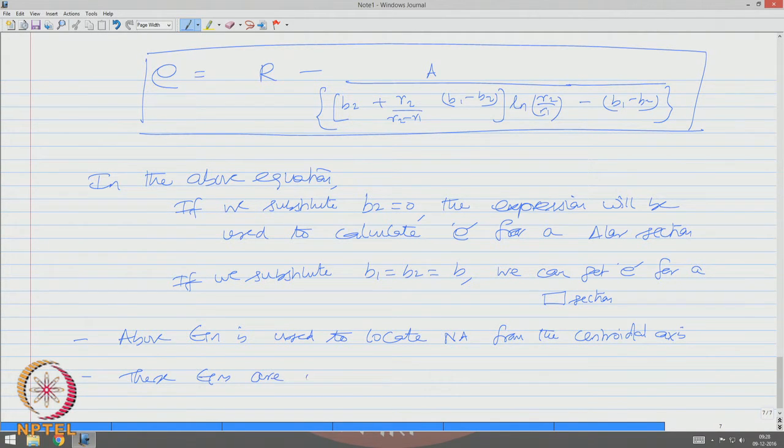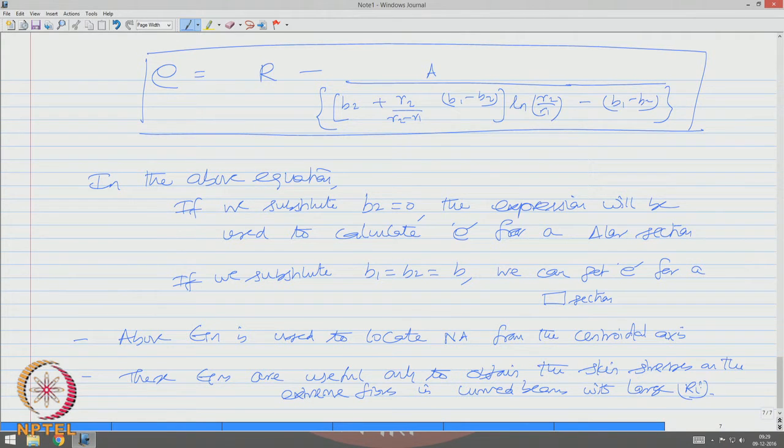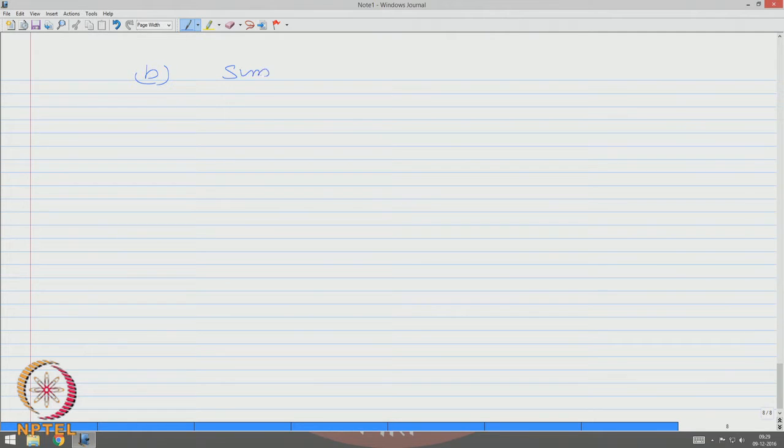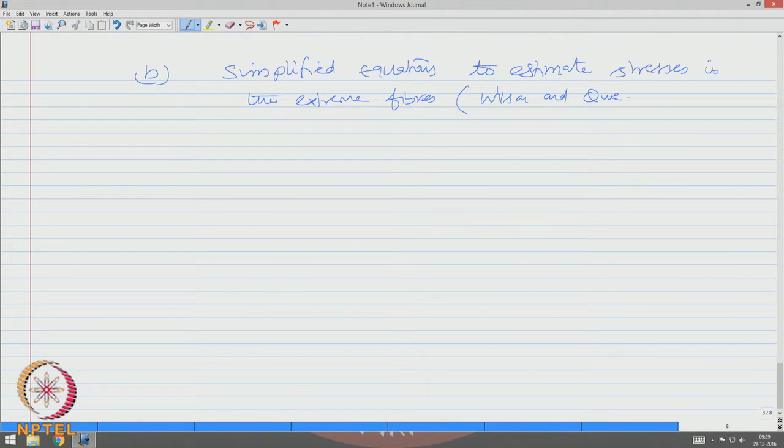These equations are useful only to obtain the skin stresses on the extreme fibers in curved beams with large initial curvature. However, there are some simplified equations available to estimate the stresses in the extreme fibers. This is given by Wilson and Quereau.